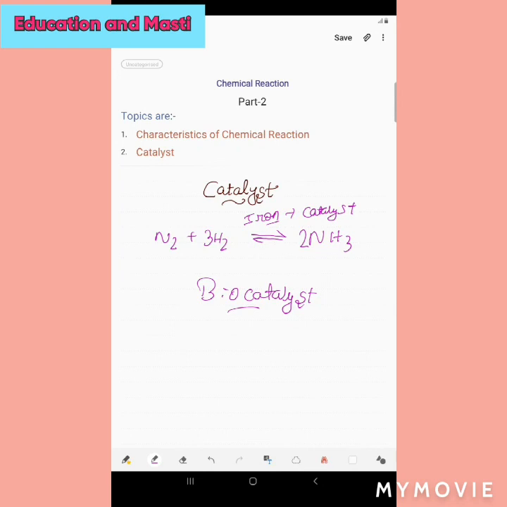Okay. Then the second example, there is an enzyme called pepsin present in the human stomach, which breaks proteins into amino acids. So what happens in our human stomach? Our proteins get converted to amino acids. How are they getting converted? By a catalyst present in our stomach, that is called pepsin. With the help of pepsin, this reaction is done.